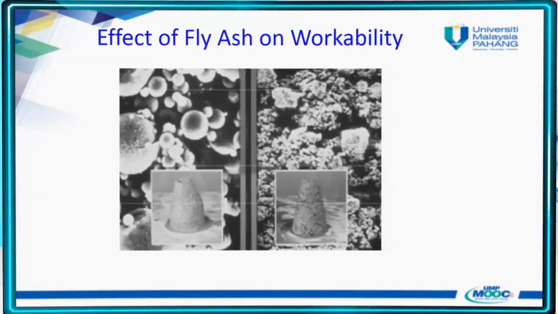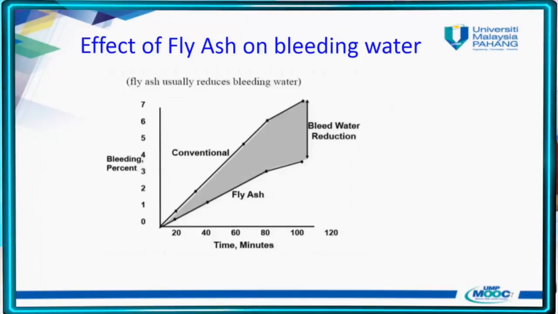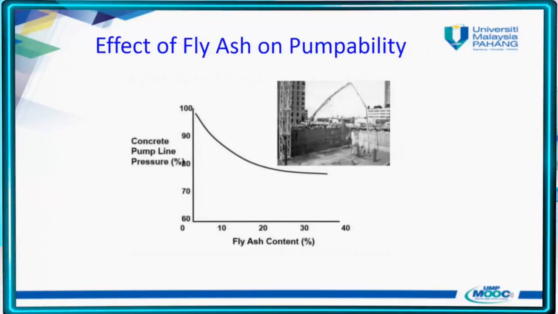So what are the effects of fly ash on workability? So we should conduct the slump test. So you can see that that is the fly ash slump test, and that is the 100% cement slump test of concrete. So this figure shows the effect of fly ash on the bleeding water. We can see that there is a reduction of bleed water in the concrete mixed with fly ash compared to the conventional concrete.